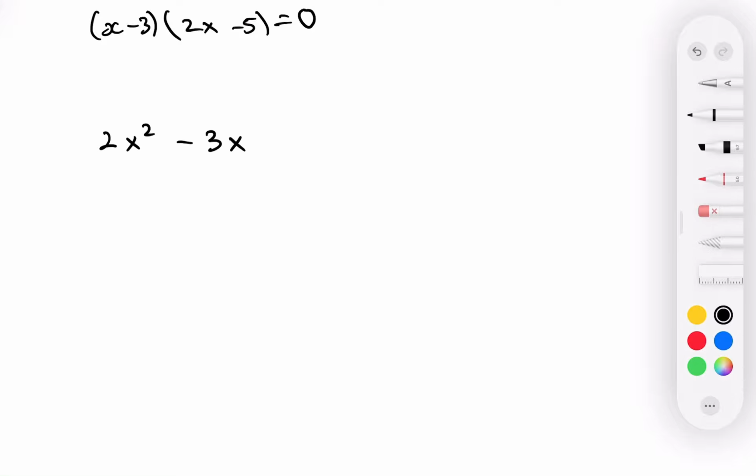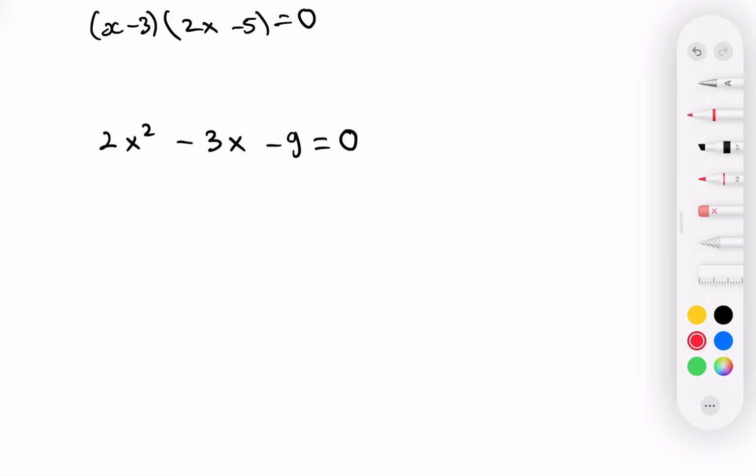Okay, let's go through another one, and this time, I'm going to write it down, have a go, and then let's go through it together. Okay, so the next one is 2x squared minus 3x minus 9 is equal to 0.